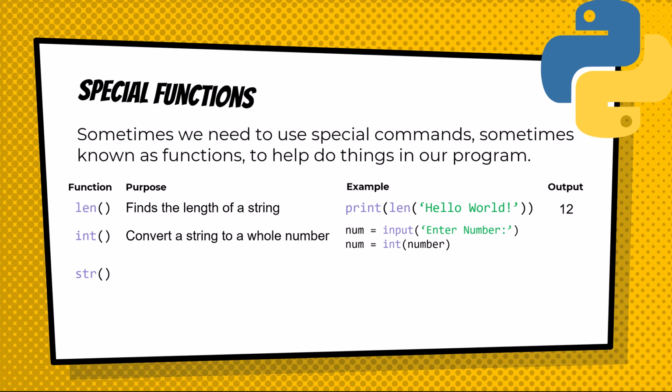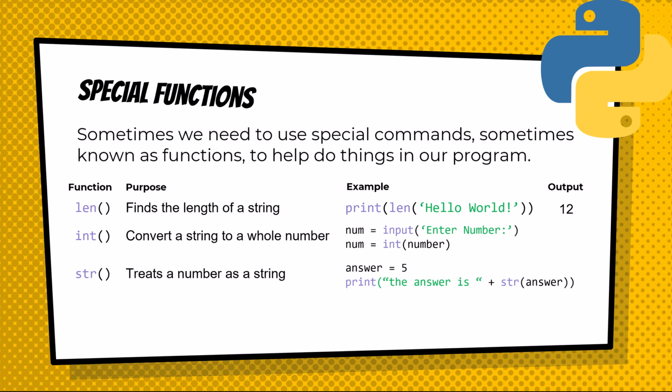Likewise, the str function is short for string. It does the reverse. It treats a number as a string. So if we want to just include a number in an output in a string, like in a sentence, we don't need that number to be a numeric variable. We need it to be treated as a string. So we can enforce that.